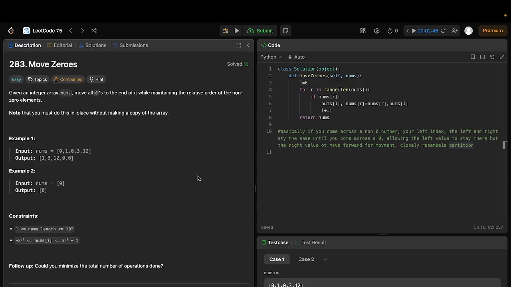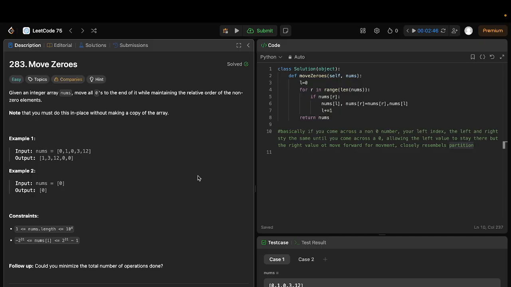When we're moving numbers with relevance to a certain factor, that's a lot like quicksort or the partition function algorithm. In that, we have a partition point, and whether a number is less or greater, we move it to its respective side. That's almost what we're doing here, and that's what we're referencing when we do this.